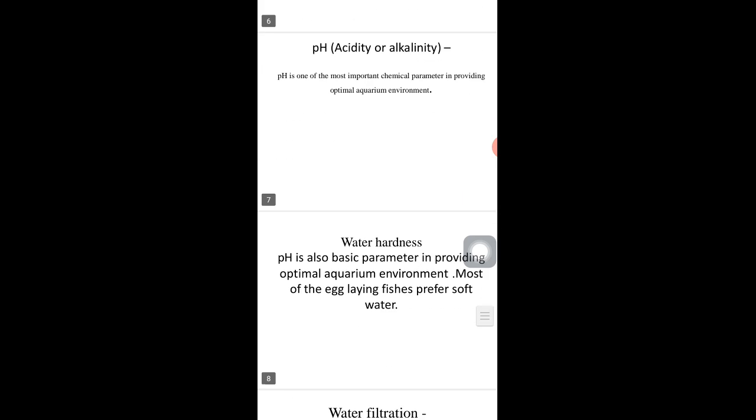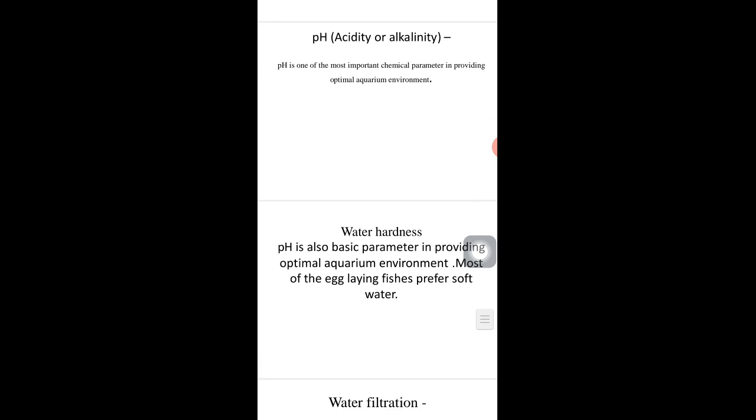Next is pH, that is acidity or alkalinity. pH is one of the most important chemical parameters in providing optimal aquarium environment. Many aquarium fishes, mostly tetras, prefer to live in slightly acidic water of pH 6.6 to 6.8, whereas livebearer fishes prefer alkaline water of pH 7.8 to 8.2. Generally, slightly alkaline water of pH 7.1 to 7.4 is recommended for aquarium.